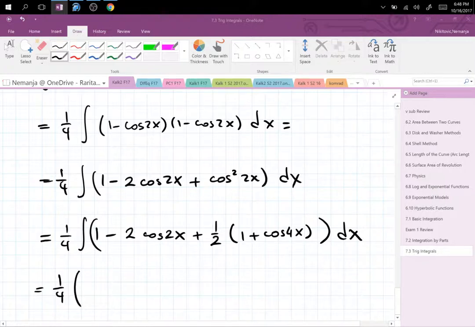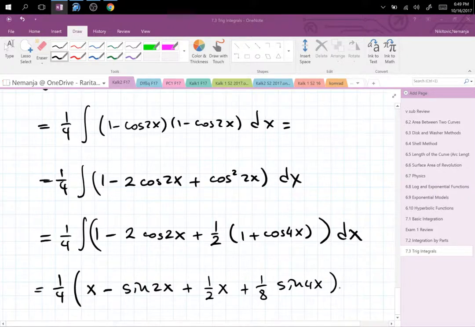1/4 open parenthesis, integral of 1 is x. Integral of cosine is positive sine, so negative survives. It should be sine over 2, but there's a 2 in front, so that cancels. So it's just sine 2x. Now it should be over 2 and 2 in front, and then they cancel, so I'm not writing them. Plus integral of 1 is x, so 1/2 x, because I have this half in front. And then integral of cosine is sine over 4, so 1/8 sine 4x plus c.